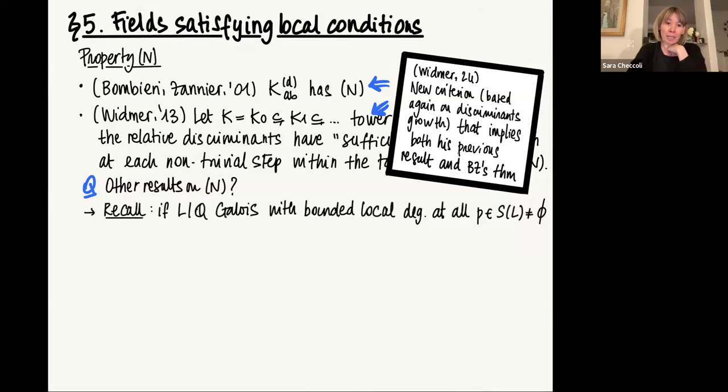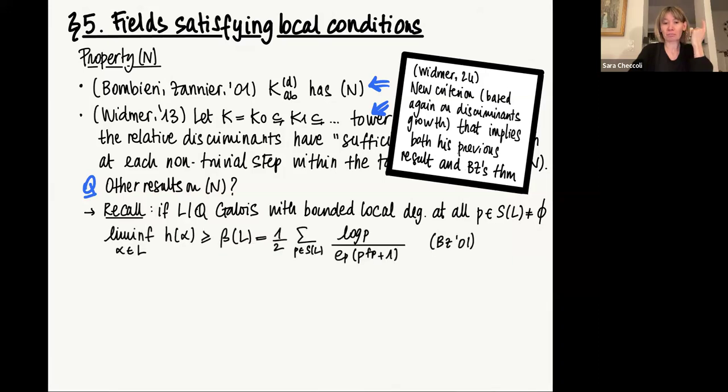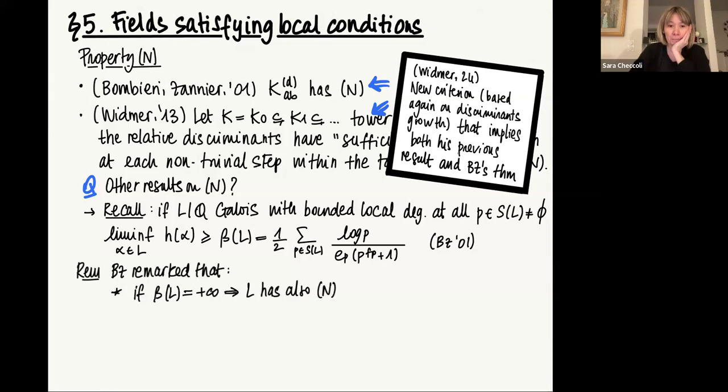So now let's go back to B. Let me just recall what we saw in some previous slides. We saw that fields with bounded local degrees at some prime have the Bogomolov property, and also, more precisely, that there is this lower bound for the limit proved by Bombieri and Zannier.